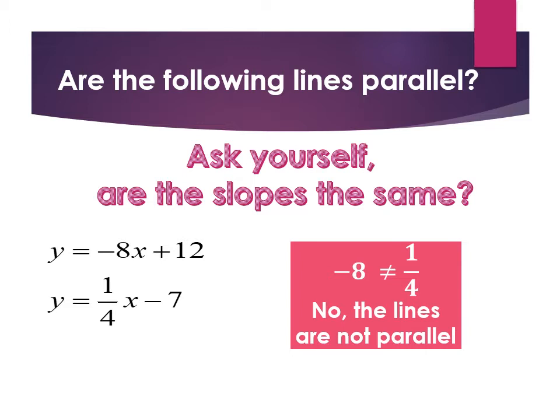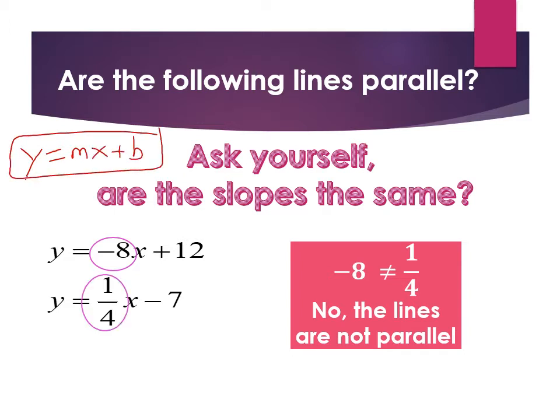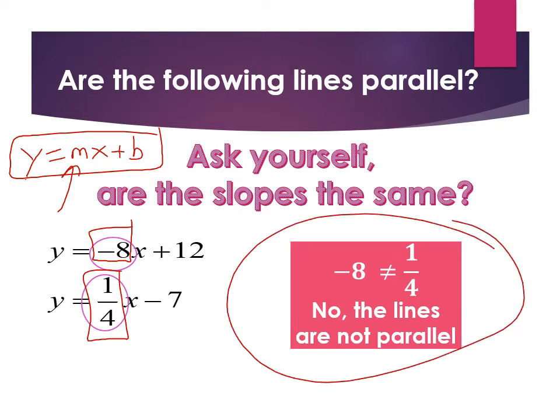So these are both equations that are in slope-intercept form. Now, again, to refresh your memory, slope-intercept form is y equals mx plus b. So your slope is whatever's in front of the x if it's in slope-intercept form. Well, my slope on the top equation is -8. My slope on the bottom equation is 1/4. These are not equal, so the lines are not parallel.